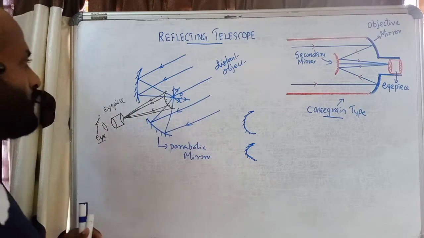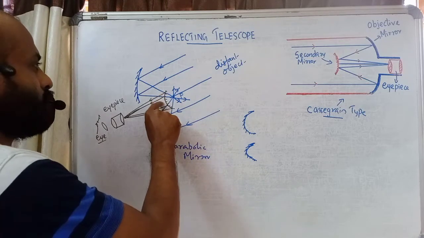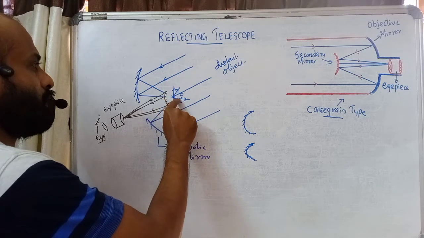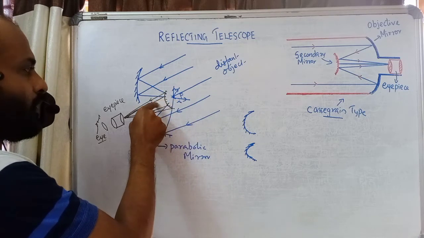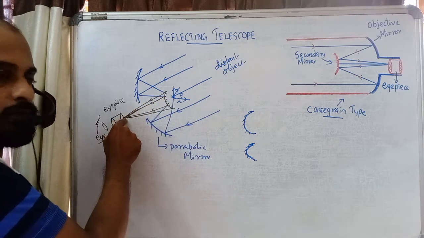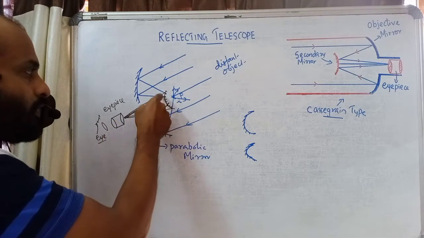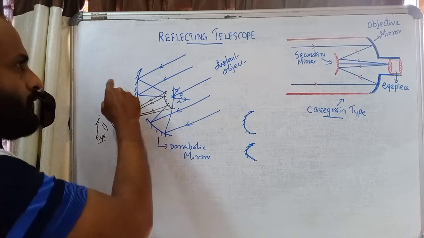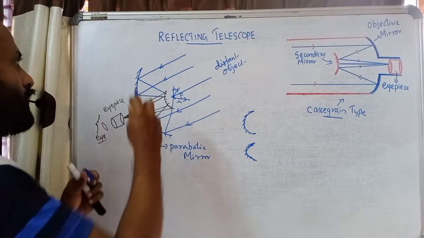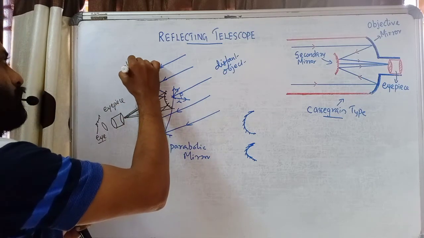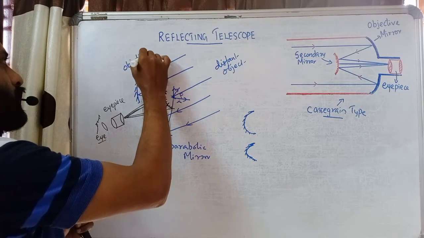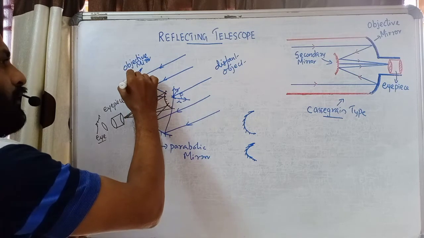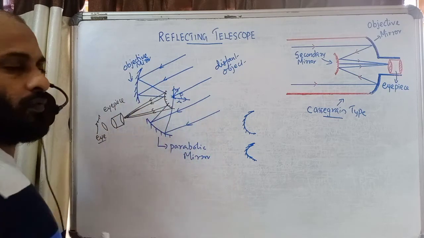So what are the main arrangements? Since we are using a convex mirror here, these light rays will reflect from the convex mirror and focus somewhere here. So we'll adjust the curvature of the convex mirror. This is our main parabolic mirror, which we can call the objective mirror. This is the main objective mirror, and this is the secondary mirror, the secondary convex mirror.